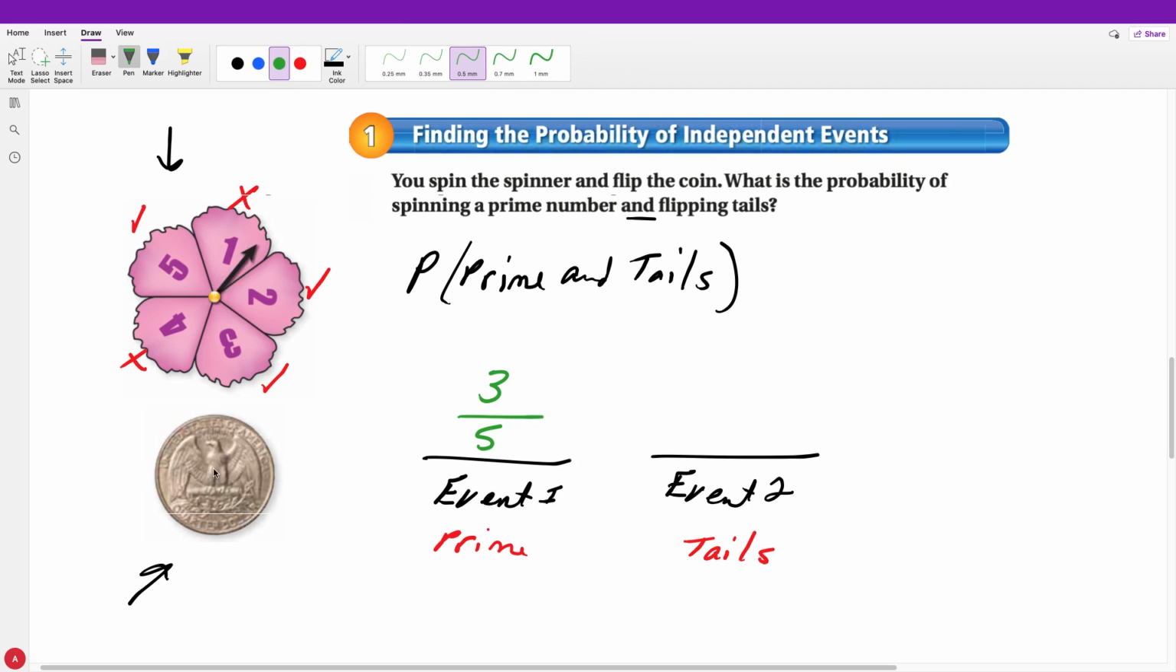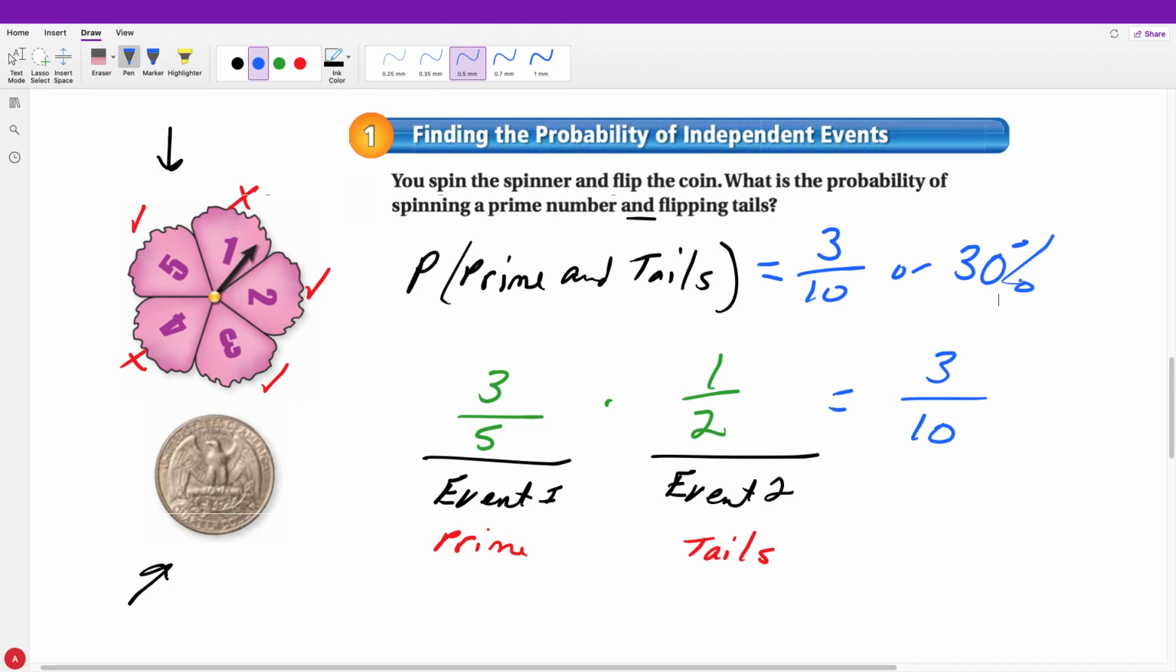Well, now what are the probabilities of us flipping a tails? Well, that's 1 out of 2. So to find the probability of both happening, we just simply need to multiply them together. So 3 out of 5 times 1 out of 2. Well, we know that we just multiply across. So 3 times 1 is 3, and 5 times 2 is 10. So the probability of flipping a tails and spinning a prime number is 3 out of 10, or 30%.